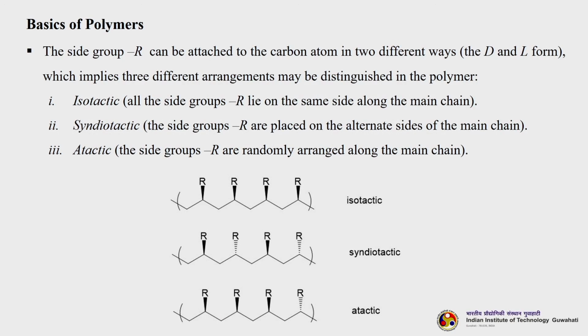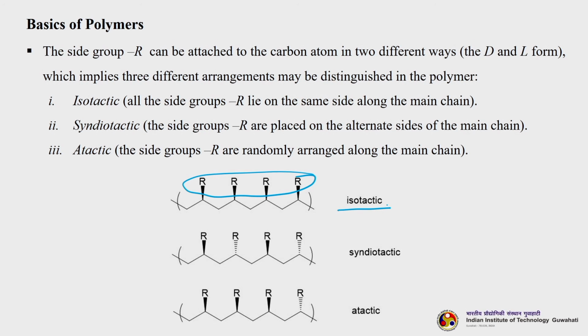So, three different arrangements may be distinguished in the polymer. The first is called isotactic, the second one is syndiotactic, and the third one is called atactic. So, what is isotactic? Here all the side groups lie on the same side of the main chain. You can see all the R's are lying on the same side of the main chain, nothing is lying on the bottom side. So, this is isotactic.